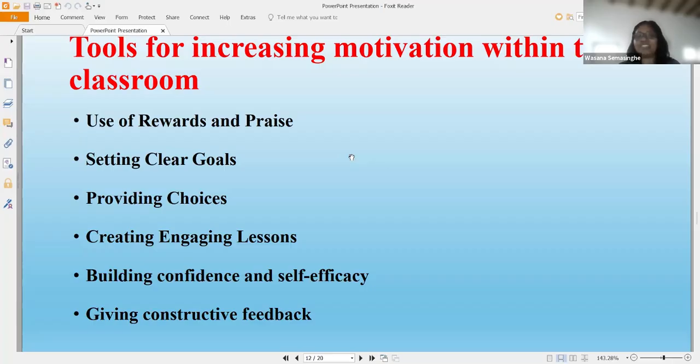Then come to the next one, constructive feedback. How can we give constructive feedback, and how can that affect your students' motivation? Feedback should help students to improve. Okay, when you give feedback, don't only point out errors. Explain what they did well and how they can do even better.